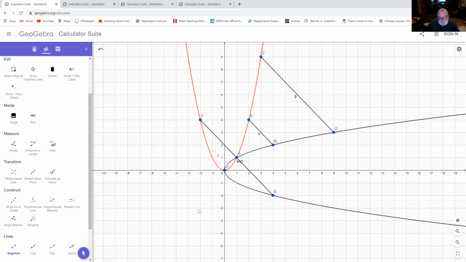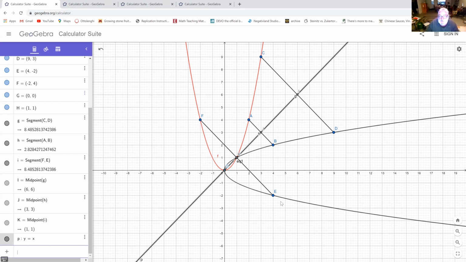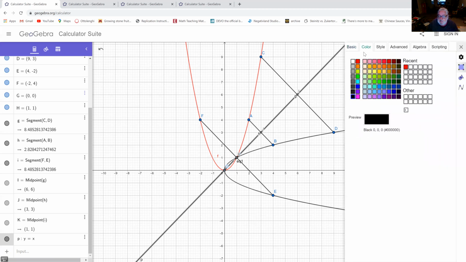So all of these segments have midpoints. I can construct the midpoint just by clicking on that. Click on midpoint or center. It's there. Midpoint of this is there. So where do all of those midpoints lie? Well, if we graph the line y equals x, that goes right through it. We'll change the color on that to some kind of blue so that we can see it.